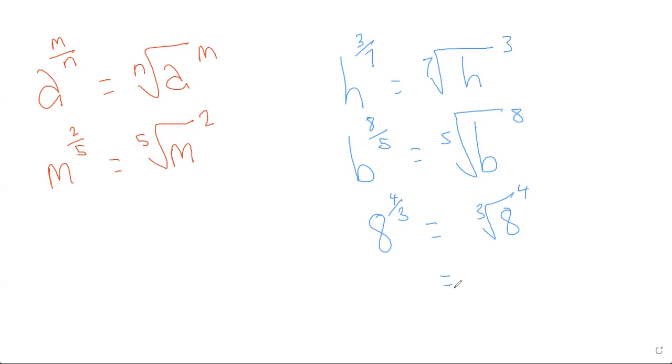All right, so what is the cubed root of 8? Yell it out. 2. 2. So this is 2 to the power of 4, right? Because the cubed root of 8 is 2. And then what's 2 to the power of 4? 16. 16. So the answer to 8 to the power of 4/3 is 16. See how when we do it step by step, it's not that bad?